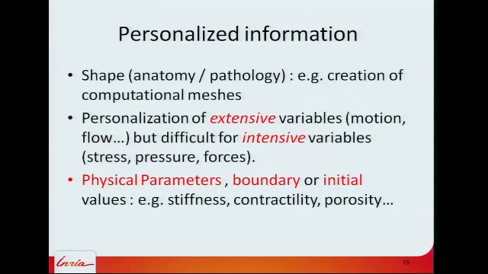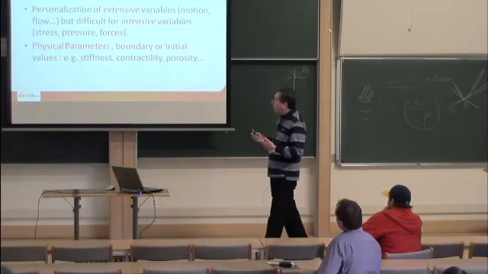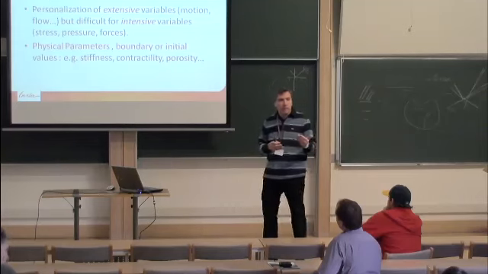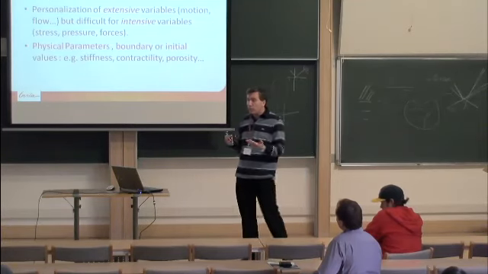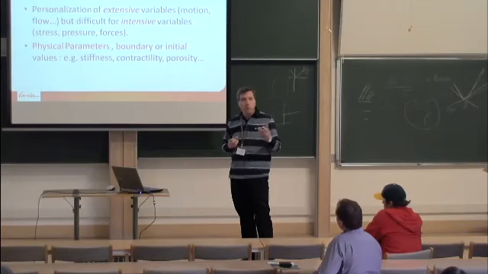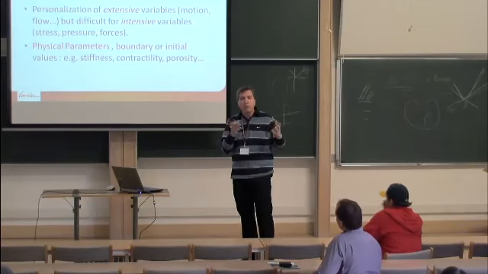So what do you actually personalize? You can, as I said already, personalize the shape. Most of those models rely on computational meshes, and those meshes can be extracted through image segmentation from images. But what is new here, I think a new concept, is also to personalize the state variable of your model. And in physics, you make a distinction between extensive variables and intensive variables. And by nature, what you observe is usually related to extensive variables, like cardiac motion. You can see that in a time series of images.